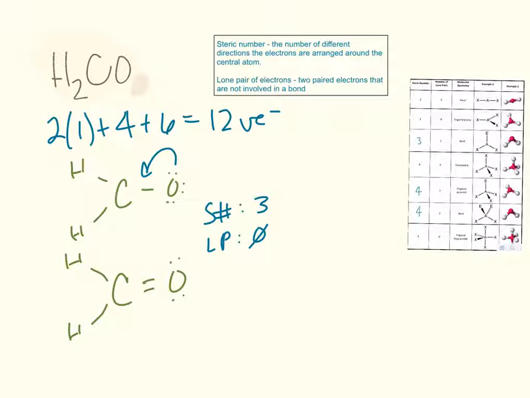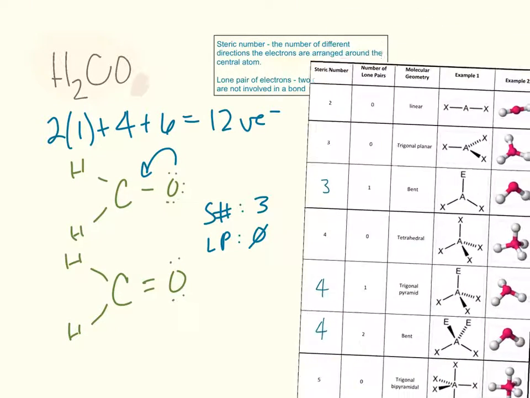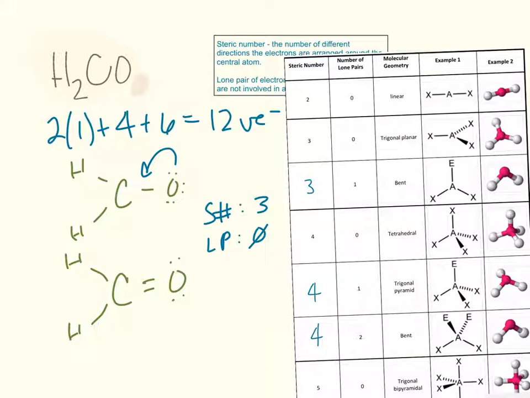So I'm going to check my sheet over here. And look at that. So I've got my steric number of 3 with 0 lone pairs, and so it's going to be trigonal planar. And it sits in a plane like this. So as you can see, there's nothing coming out of the top, there's nothing going down in the bottom, so it's just flat with 3 in a triangle shape. And that's why they call it trigonal planar.